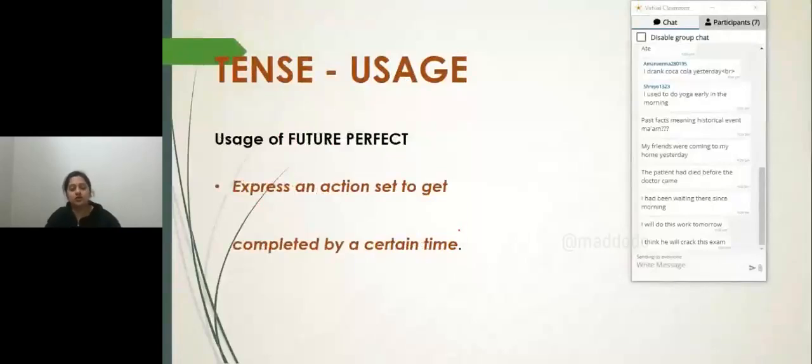Future perfect expresses an action where you know a particular time in the future by which the action will be completed. There is a particular time in the future, and by then this should be completed. So we say future perfect. Give me an example of future perfect, guys.